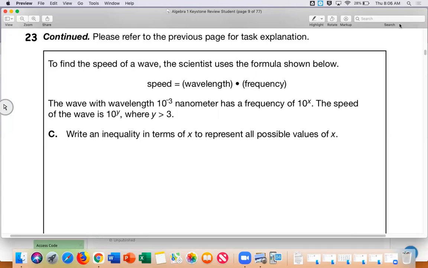So the wave with the wavelength of 10 to the negative third has a frequency of 10 to the x. The speed of the wave is 10 to the y, where y is greater than 3. Write an inequality in terms of x to represent all possible values. So what we're going to do here is write in the speed: 10 to the y equals 10 to the negative 3 times 10 to the x.